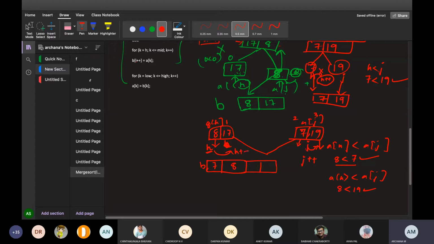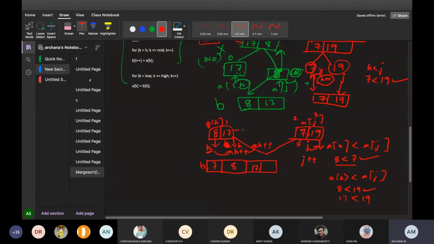Now H is incremented by 1. Now H is here, J is here. Now H is incremented. Compare these two. Again, is 17 less than 19? The condition is true, right? 17 is less than 19. Put 17 here. Now again increment the value of H.